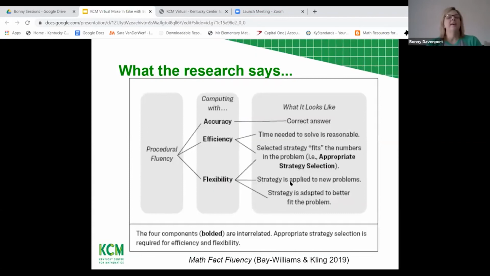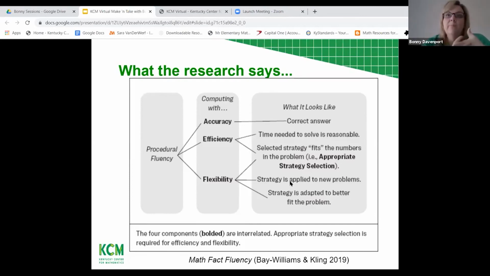Okay, so this particular visual comes from the book, and I'll show you the book here. Math Fact Fluency by Jenny Bay Williams, and she is with the University of Louisville. And you might have seen this visual in different orientations in the Common Core state standards or in different research-based articles. And it starts with, what exactly is procedural fluency?